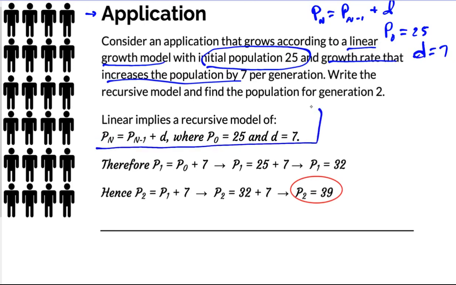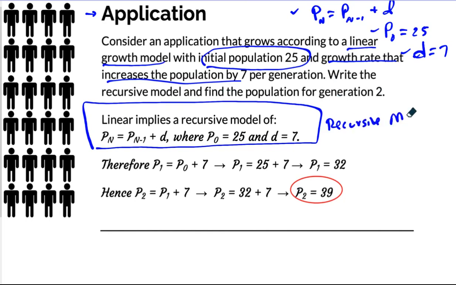And that's all of the information that's outlined here. So as we were reading it, we identified each of these three components. Now, the problem says write a recursive model and find the population for generation 2. So here is our recursive model. It is important to note that P0 and D are both stated.